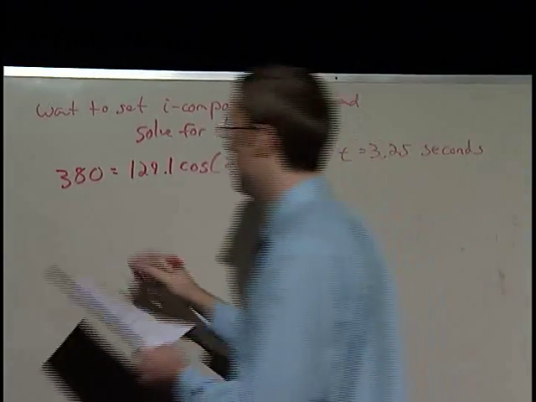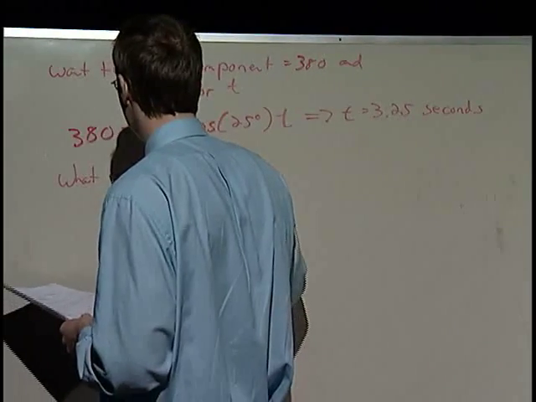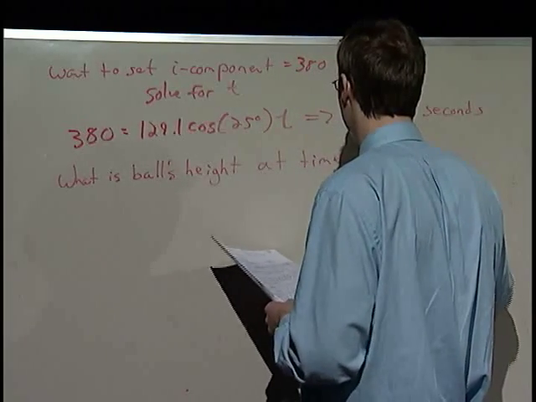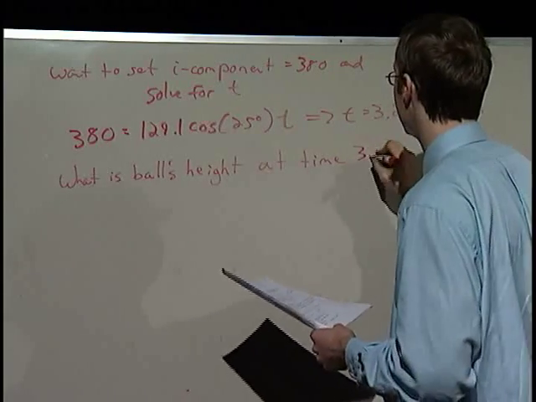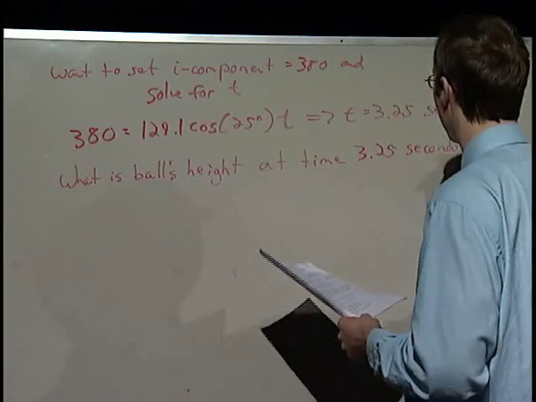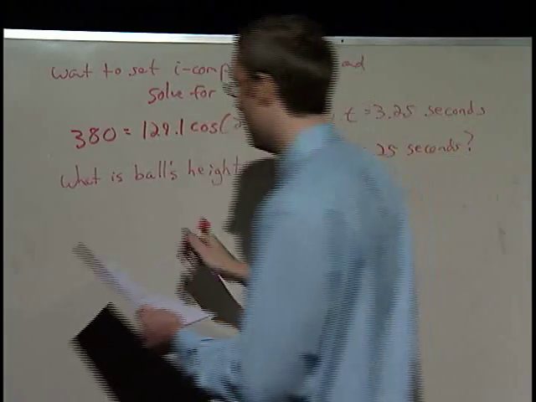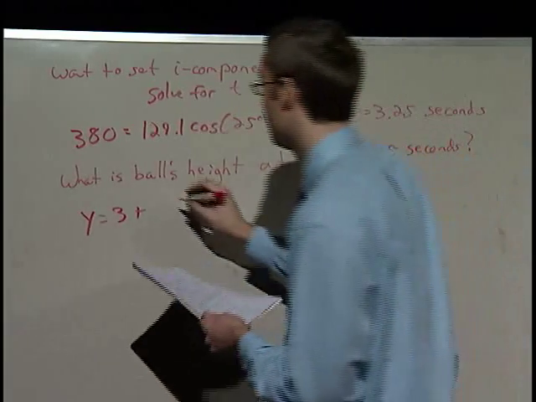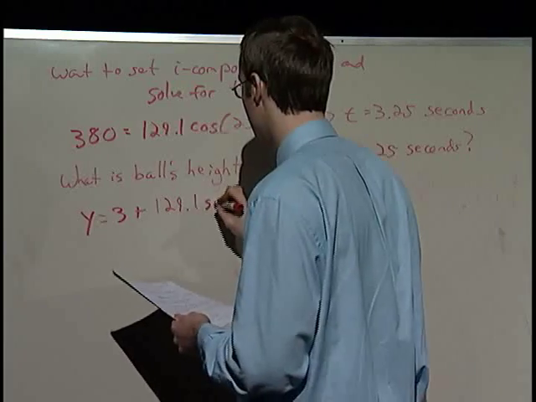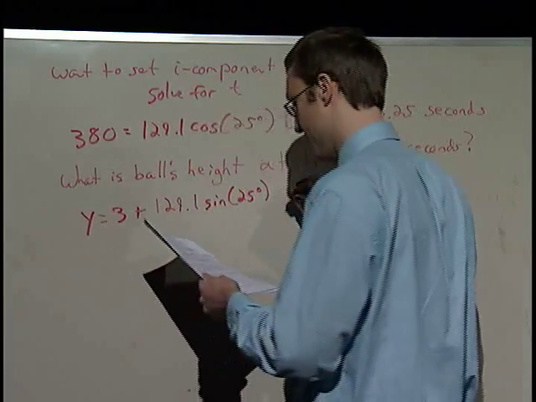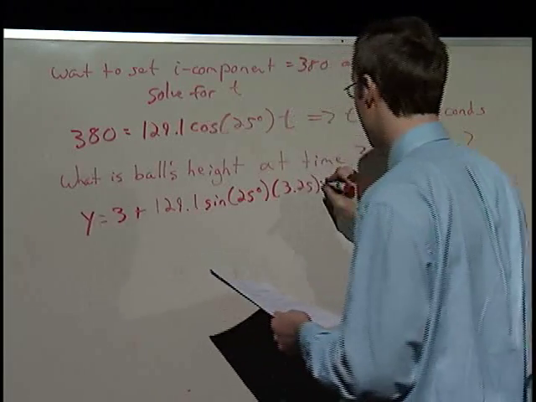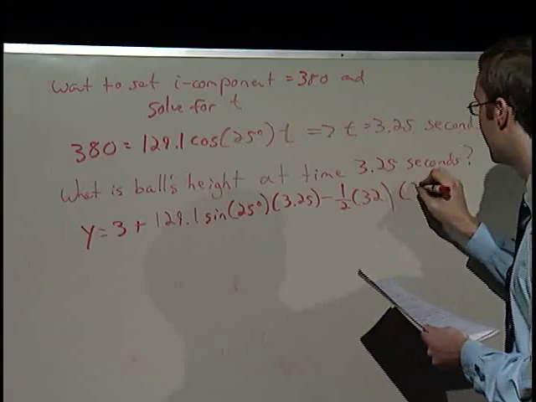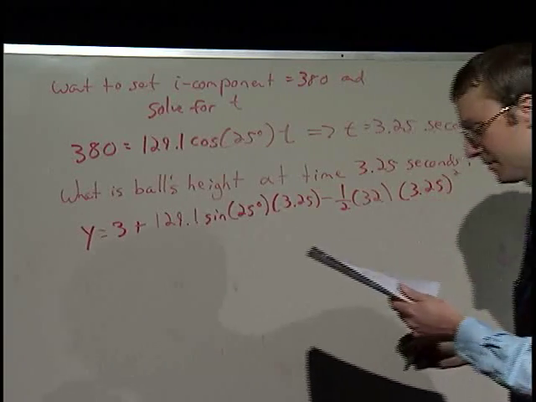Now the question is, what is the ball's height at time 3.25 seconds? All right. Okay. So now what is the y component at that time? Well, remember, y has that extra y naught piece in it this time, so it's 3 plus all the rest of this junk: 129.1 times sine 25 degrees times 3.25, minus 1/2 g. Remember, we converted gravity. Otherwise, you're going to get a funky answer if you don't convert. Times 3.25 squared.